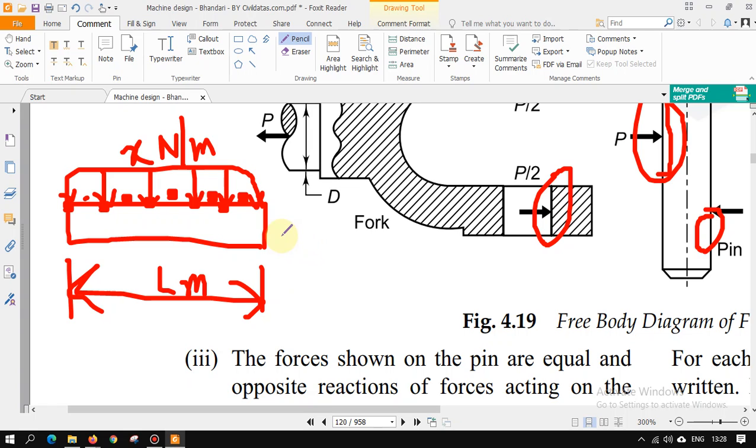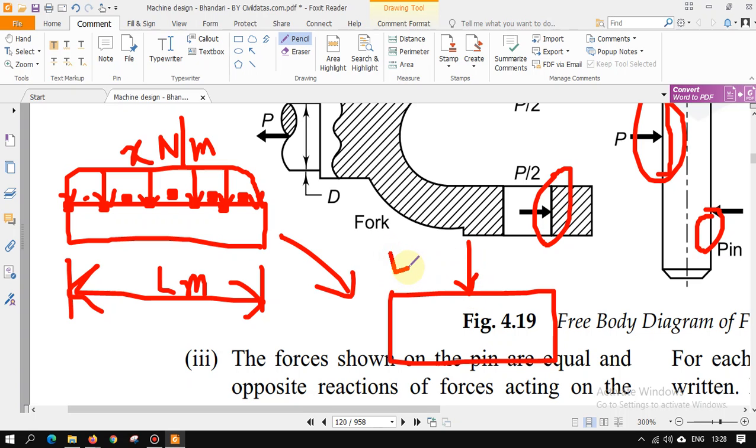Now to make it very simple, we assume that the load applied is from the center. The entire load applied over here is from the center of the beam. That means this will be L into X Newton per meter. Sorry, it will not be per meter anymore.